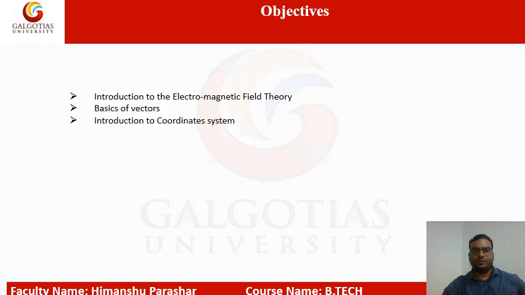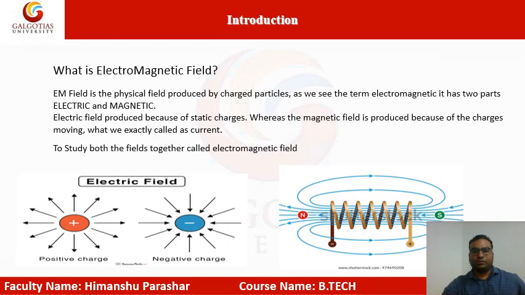So what are the objectives of this course? We are going to introduce electromagnetic field theory, basics of vectors, and then an introduction to the coordinate system. So let's come to the topic electromagnetic field. So what is electromagnetic field?